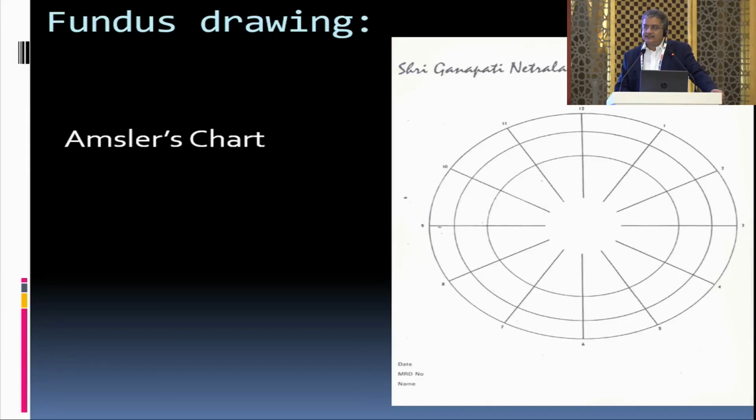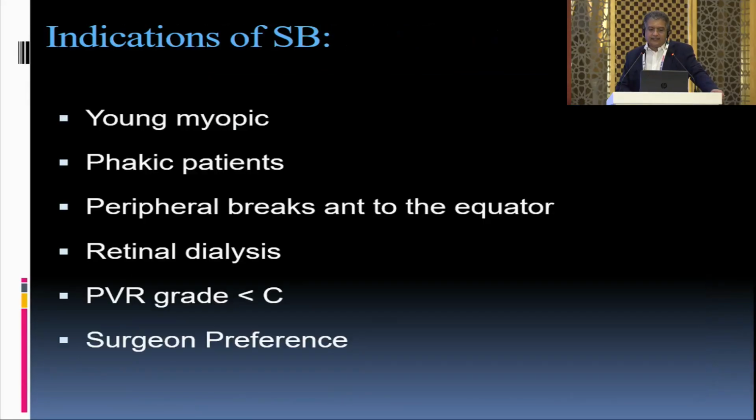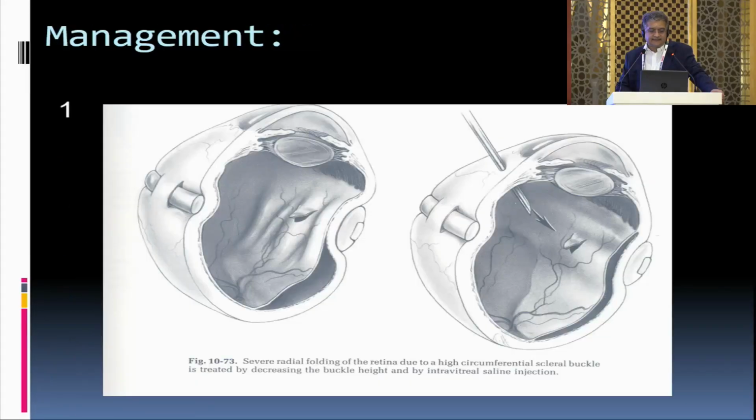Traditionally, we have been doing this fundus drawing on the Amsler's chart, but nowadays, with the advent of a wide fundus imaging system, you could get most of the images, all the breaks covered, even without a detailed fundus examination. The indication of scleral buckle typically is for young myopic, phakic patients with PVR less than grade C, but nowadays it also depends more on the surgeon's preference.